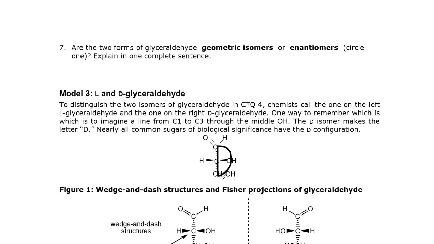And I sort of already talked about this. Are these geometric isomers or enantiomers? Explain that in a complete sentence. So I sort of talked around it. I guess now would be the time for you to pause the video and see if you can write that in a sentence. So pick your answer, write a sentence, pause now.